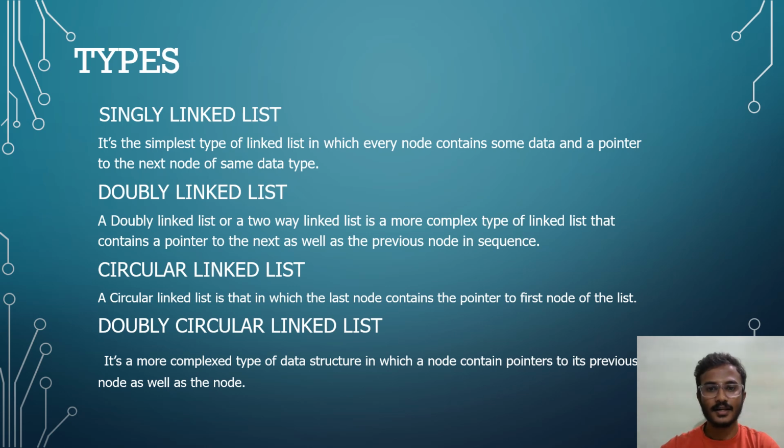The other one is doubly linked list. A doubly linked list or a two-way linked list is a more complex type of linked list that contains a pointer to the next as well as the previous node in sequence. The third one is the circular linked list. A circular linked list is one in which the last node contains the pointer to the first node of the list. Doubly circular linked list is a more complex type of data structure in which a node contains a pointer to its previous node as well as the next node.